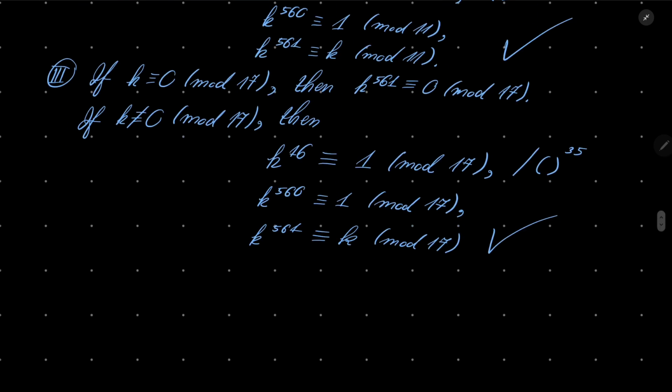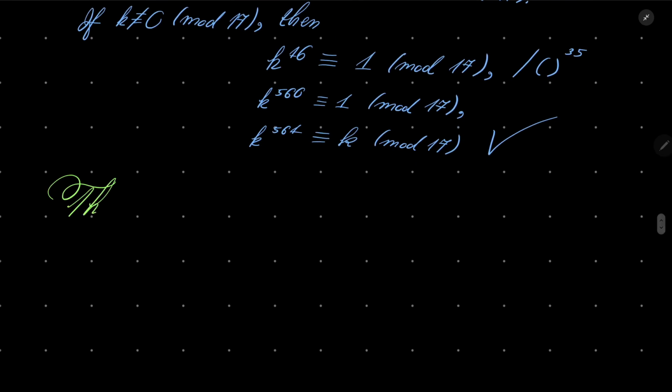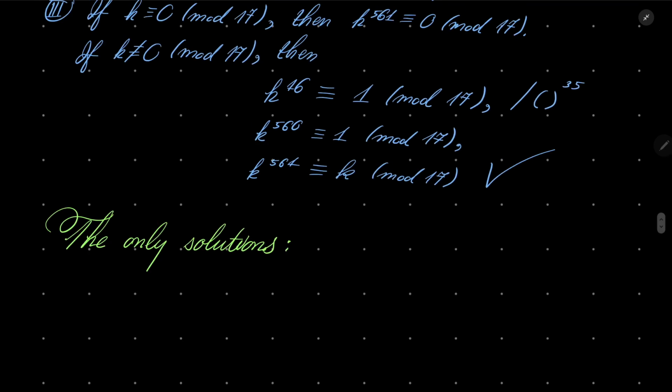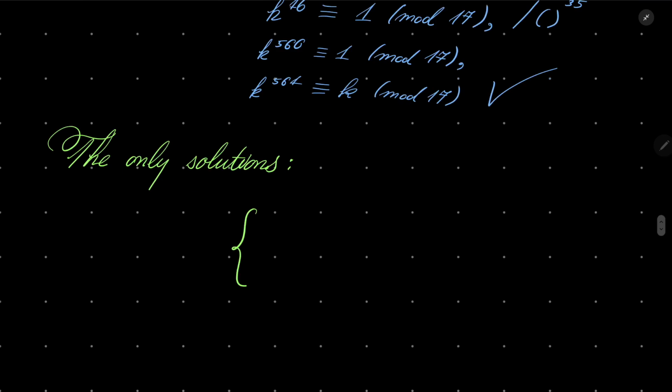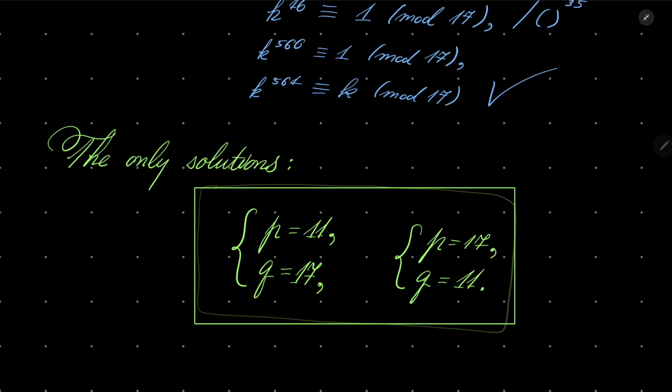So indeed, the only possibilities are 11 and 17. So p equals 11, q equals 17, or we can change them. It can also be true that p equals 17 and q equals 11 by symmetry. And that's it. These are the only solutions in primes of our problem.